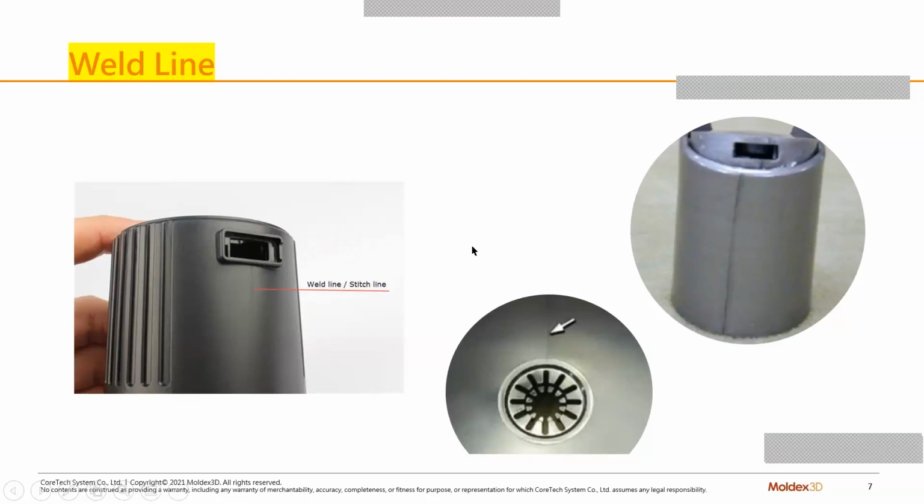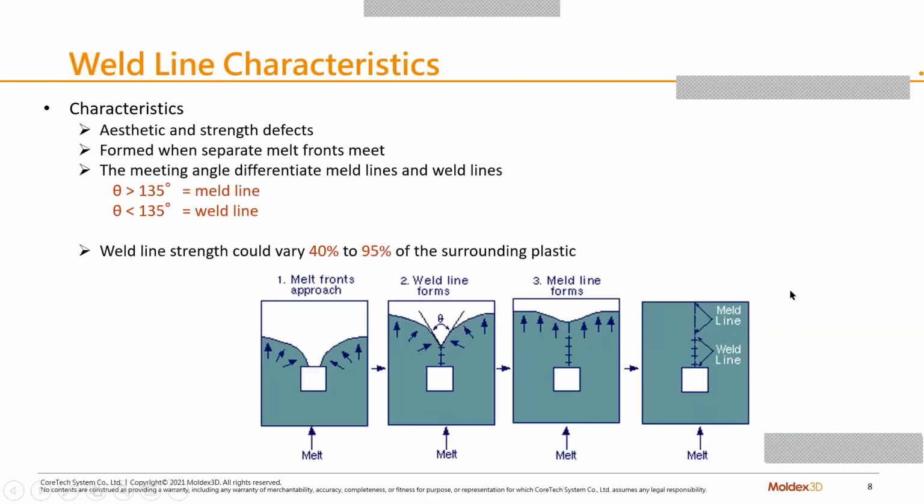Typically, two melt fronts meet together, but these two melt fronts cannot interact with each other after they merge. So we can see here are some obvious weld lines, like these parts. We can see a weld line here and a weld line here. And on the part on the right, this one, you can see the obvious weld line here. Okay, so we start from weld line characteristics.